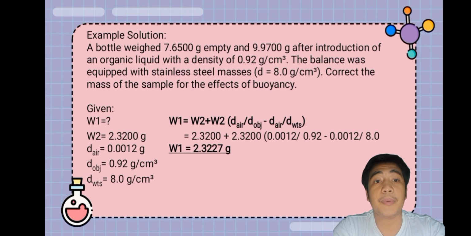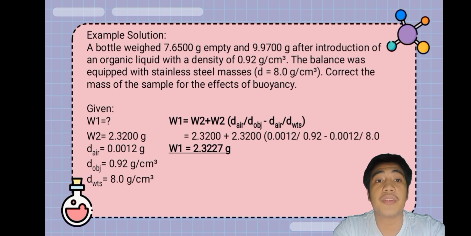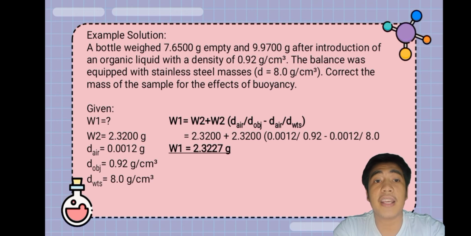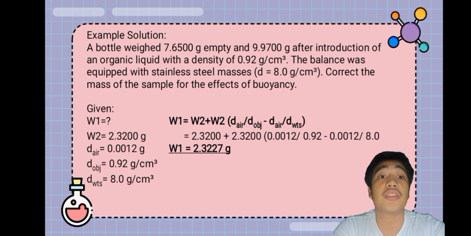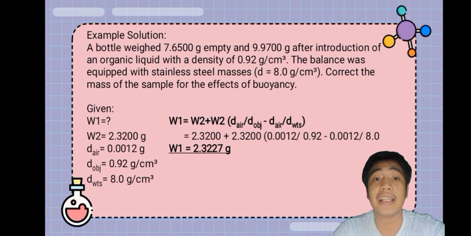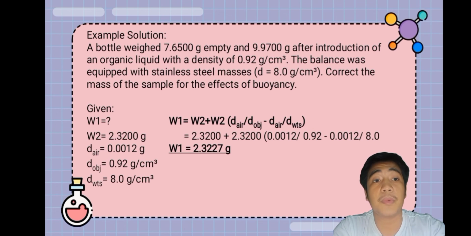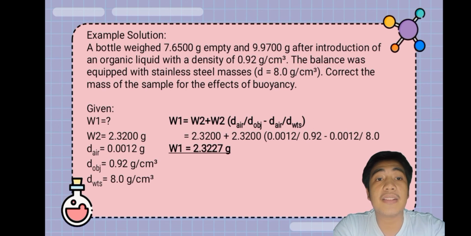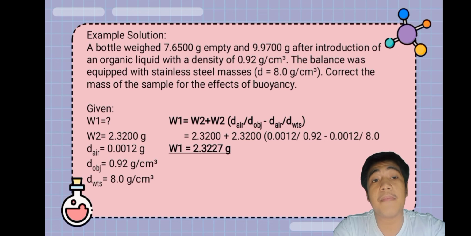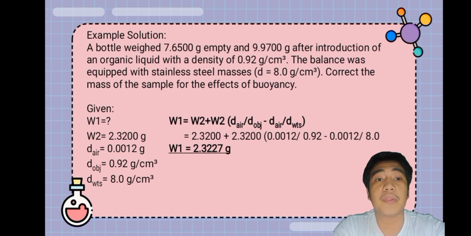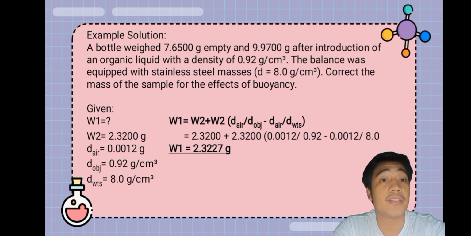So here is an example problem for us to solve. A bottle weighs 7.6500 grams empty and 9.9700 grams after the introduction of an organic liquid with a density of 0.92 grams per cubic meter. The balance was equipped with stainless steel masses of 8.0 grams per cubic meter. So we will correct the mass of the sample for the effects of buoyancy.